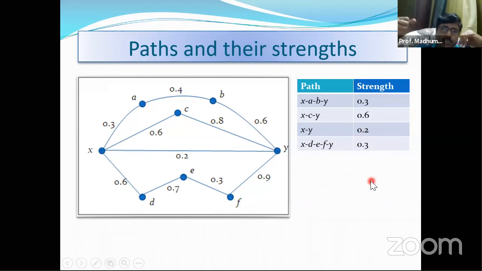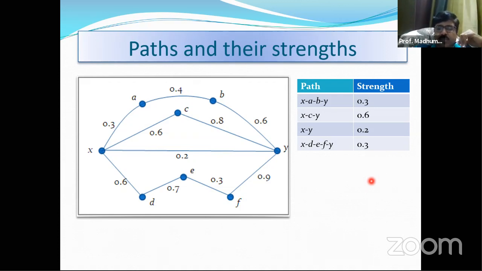Strength literally means that this is the capacity, like that. The same thing is applied here. So which path is stronger? There are four paths between x and y. So my question is, which path is better or which path is strong among these four paths?